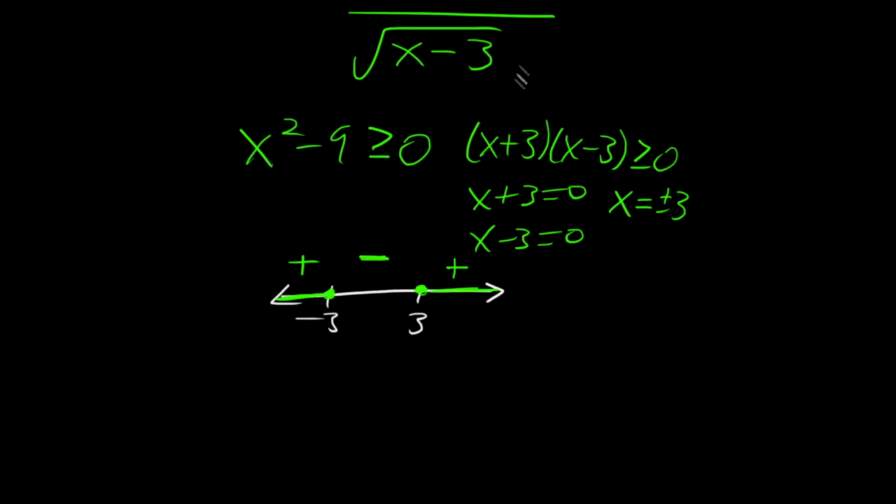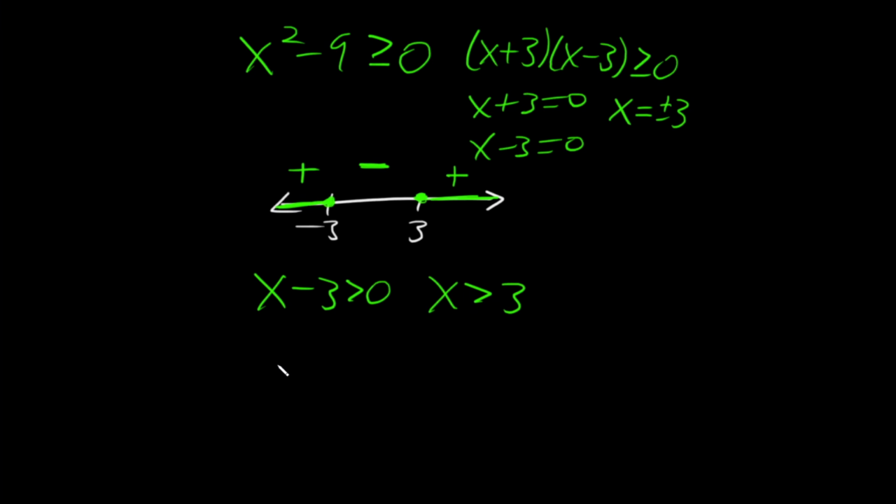Now let's solve for the denominator. The square root means we cannot have a negative underneath, and since it's part of the denominator, it cannot equal 0. X minus 3 must be greater than 0, and therefore x must be greater than 3. That number line looks like this. I'll line up the 3's, put it right here. This time it's only greater than, open circle, and to the right.